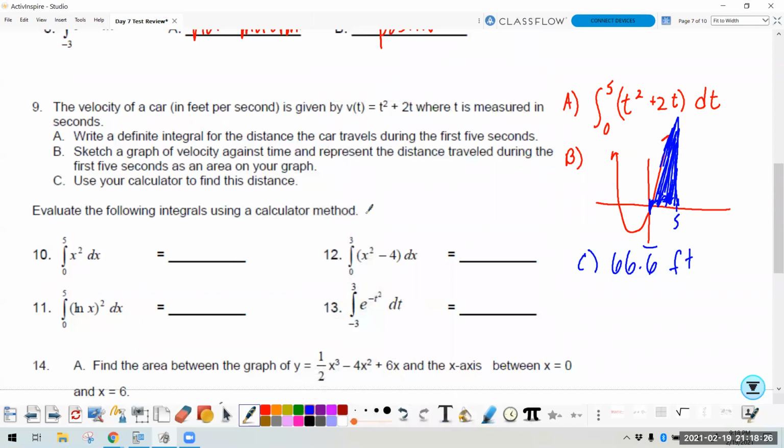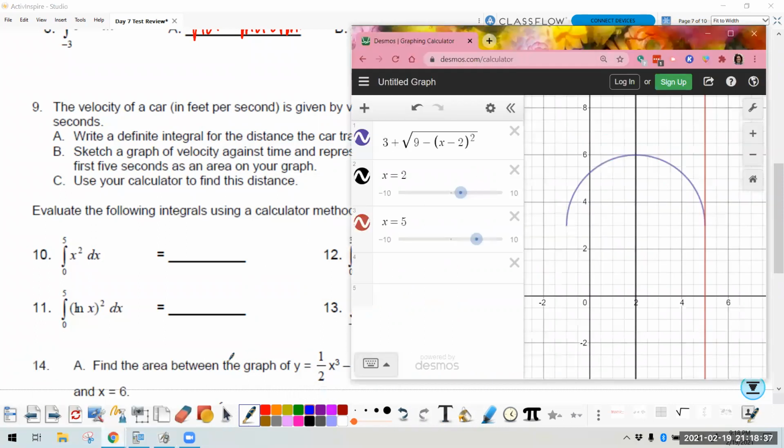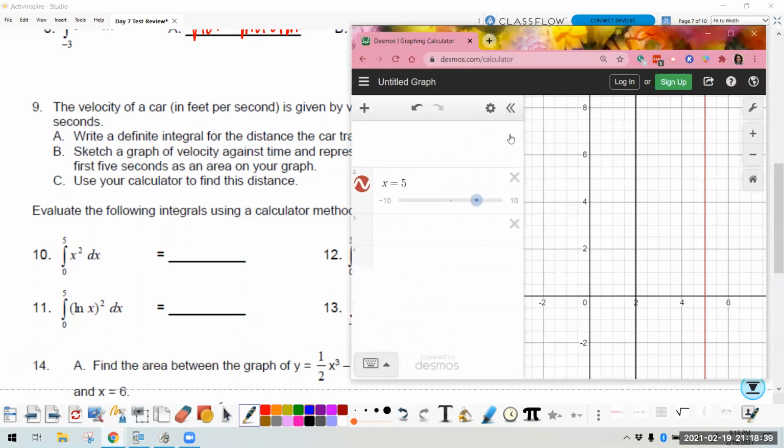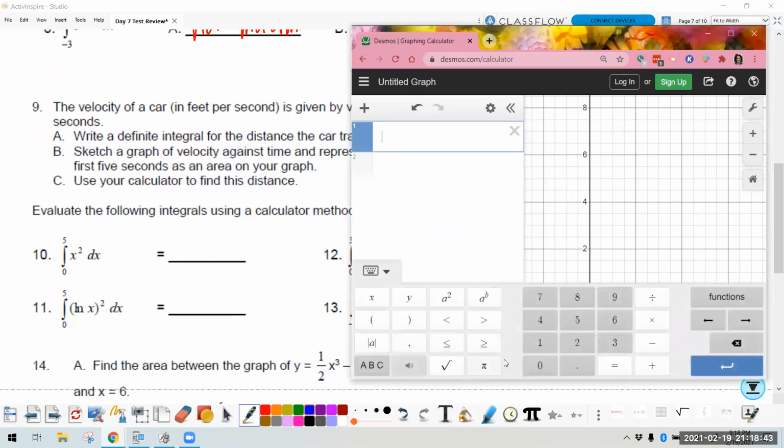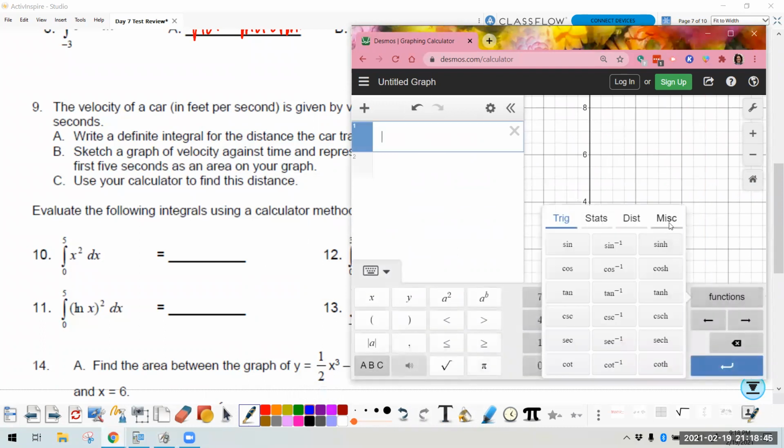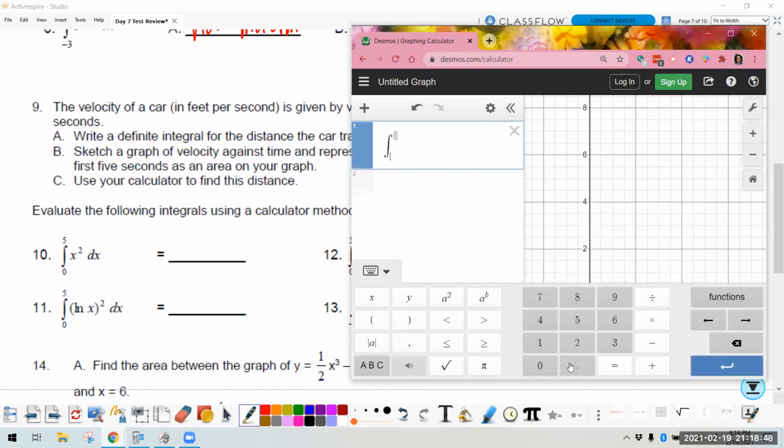If you have the newer MathPrint, you set your integral to look like this. You don't have to worry about those commas. Hey, use the calculator, sure. If you don't have a keyboard to type int, you can go over here to functions, miscellaneous. Here's the integral. 0 to 5 of x squared dx.